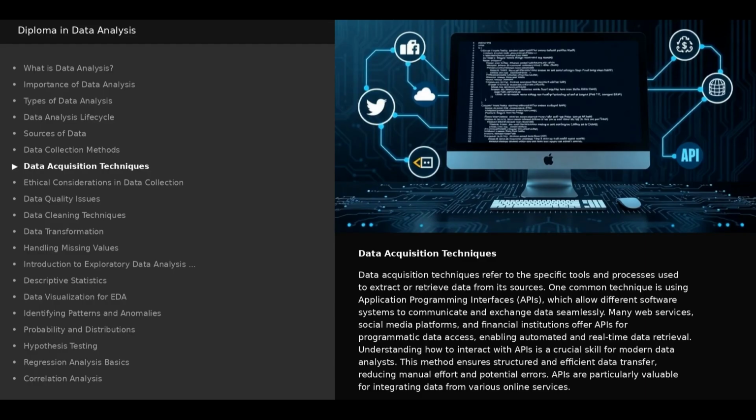Many web services, social media platforms, and financial institutions offer APIs for programmatic data access, enabling automated and real-time data retrieval. Understanding how to interact with APIs is a crucial skill for modern data analysts. This method ensures structured and efficient data transfer, reducing manual effort and potential errors. APIs are particularly valuable for integrating data from various online services.